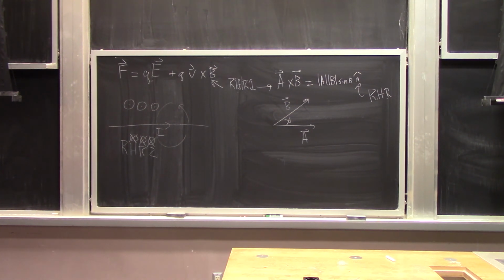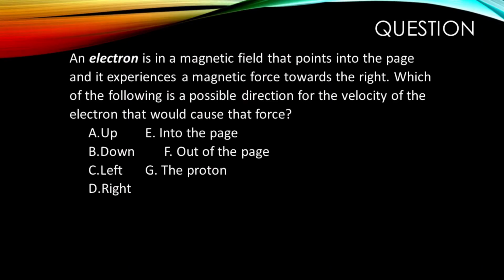This one says an electron is in a magnetic field that points into the page and experiences a magnetic force to the right. Which of the following is a possible direction of the velocity of the electron that would cause that force? So go ahead and talk about this one. I'll see if I can fix the polling so that it works.